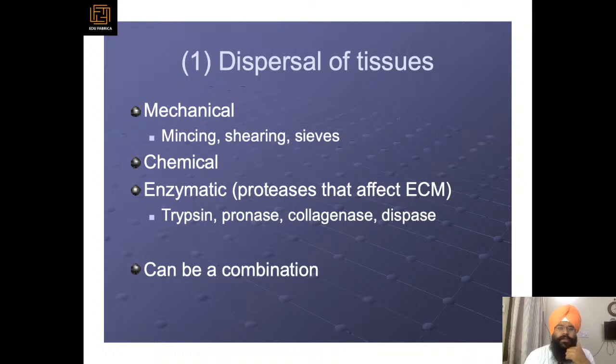Dispersal of the tissues can be done mechanically, chemically, or enzymatically, or with a combination. In mechanical dispersal, you can do mincing, shearing, and use a sieve. Enzymatically, you can use proteases that affect the extracellular matrix, or enzymes like trypsin, proteinase, collagenase, and lipase. So they could all differentiate in your cell culture.